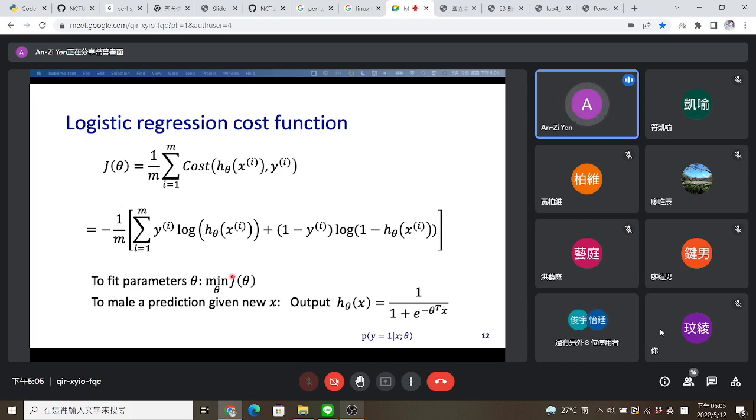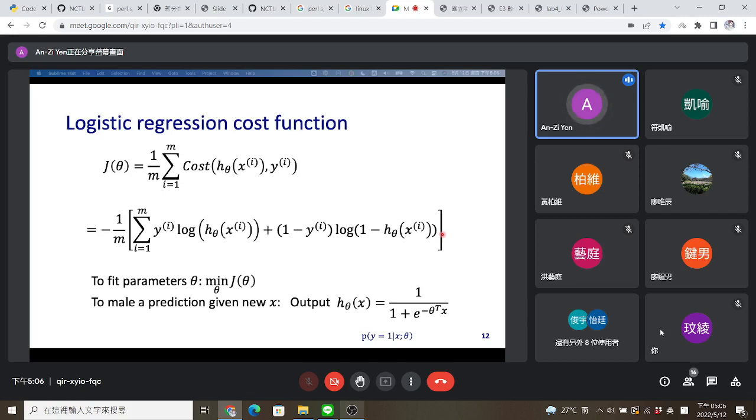We can write our cost function for logistic regression as follows: 1 over m times the sum of these cost functions, and based on the definition of the cost, we just put a minus sign outside. So this is our equation of the cost function.